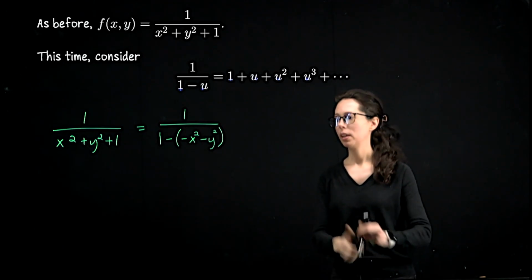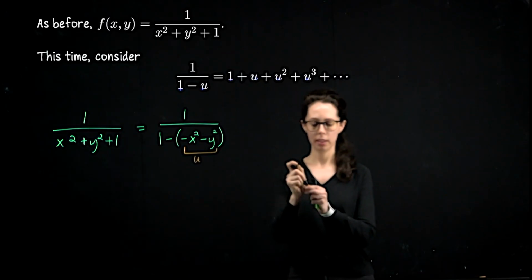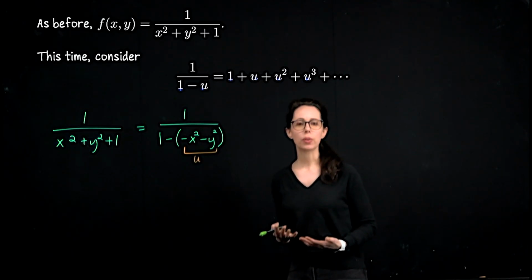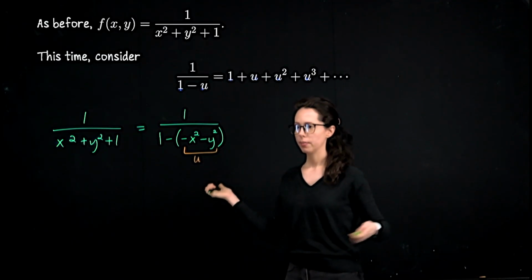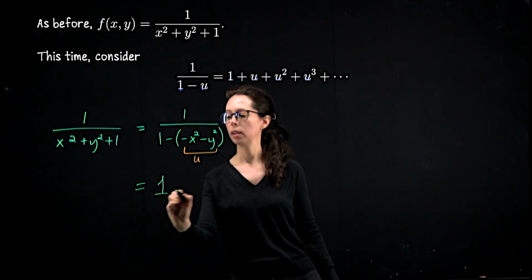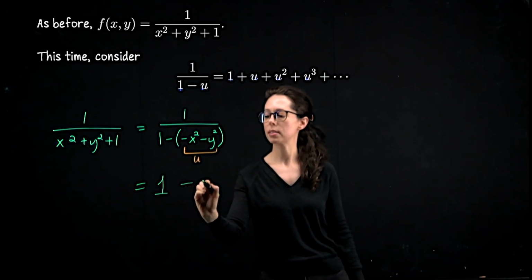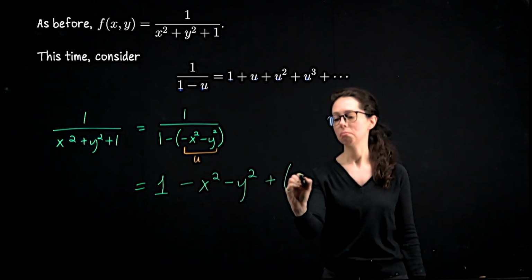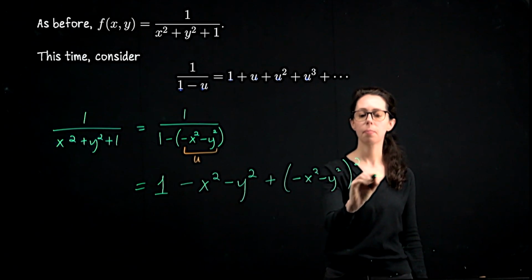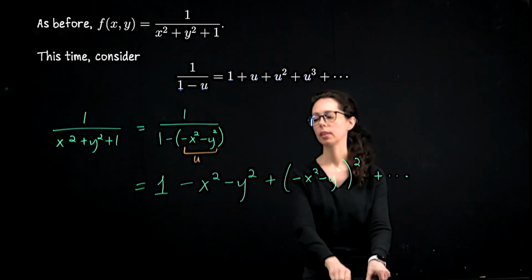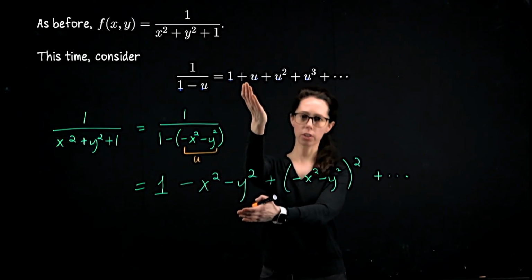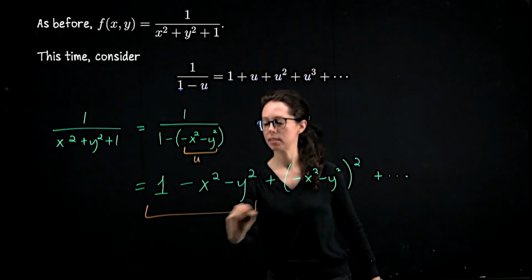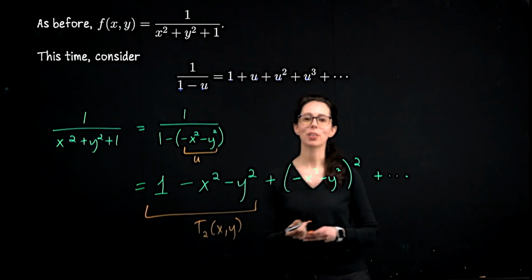Okay, now this is in the right form where u is minus x squared minus y squared. This will converge for us if we are within the unit disk. Well, our goal was to be near 0, so that's fine. If I start to expand this, we get 1 plus u, which is now going to be minus x squared minus y squared, and then plus u squared would be plus minus x squared minus y squared, squared, et cetera, et cetera. Now, this expression here corresponds to the first order term for u, but u is actually quadratic in x and y. So that's why this is T2 of x and y when we go back to the original variables.